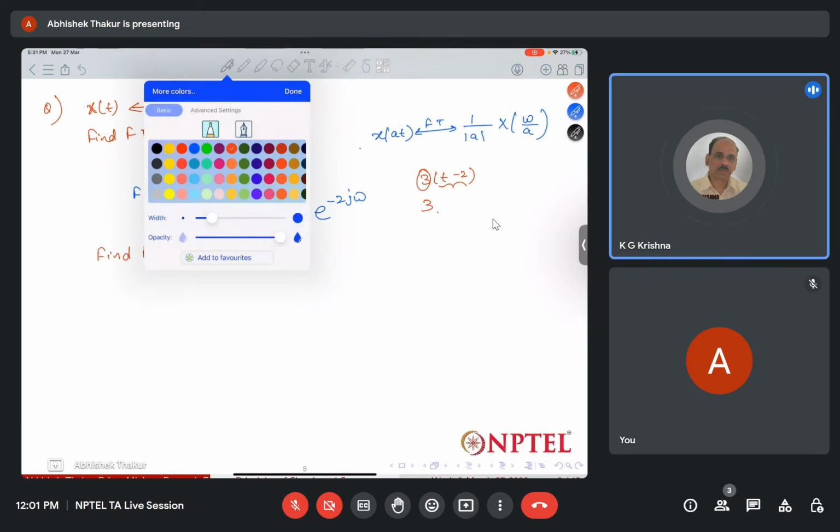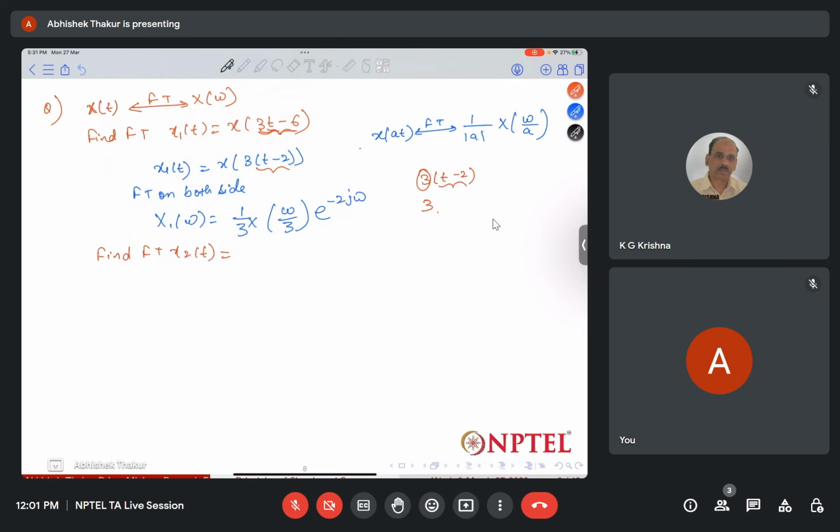Okay, sir. If sometimes there are multiple units of time, in that case we can separate, but at the last this term 3t minus 6 should come. Our main objective is to transform 3t minus 6 into a simpler form, in the form of t.